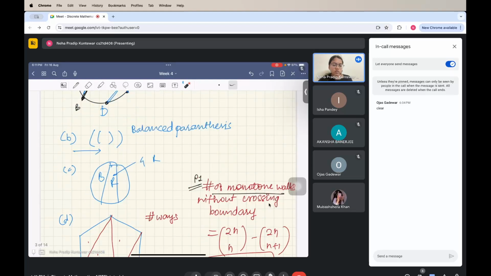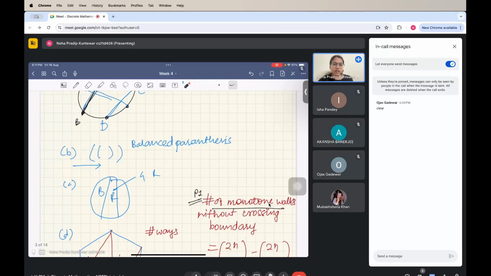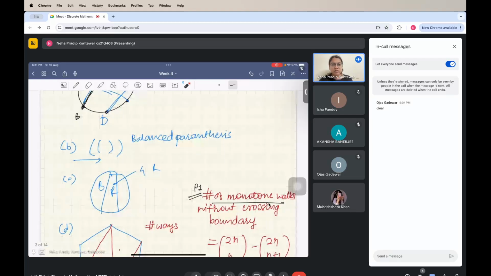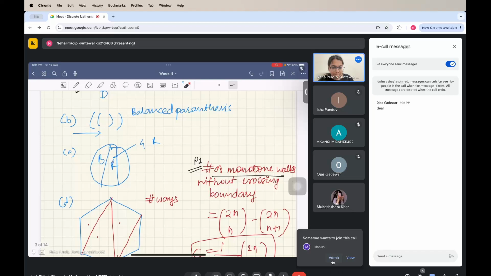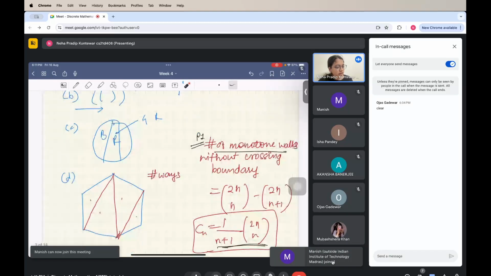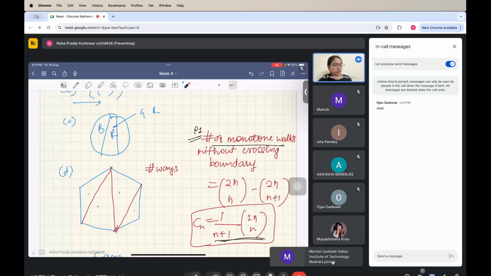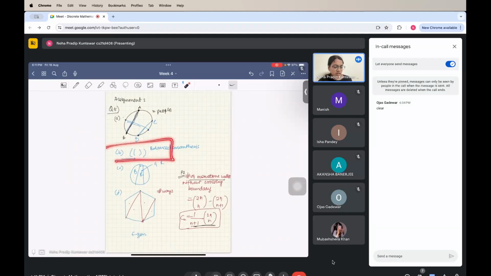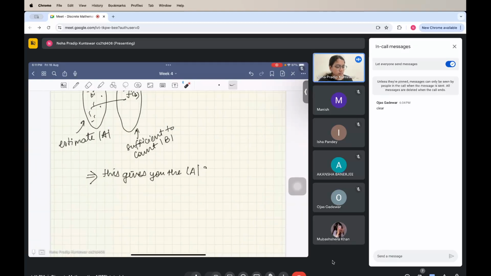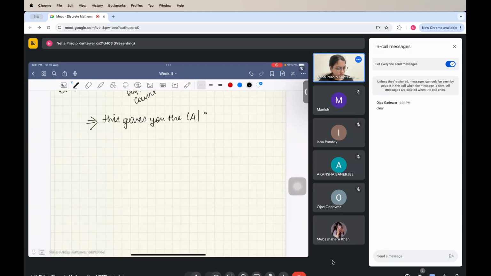One way to do that is to design an entire proof for showing this. Another way is that I already know that the count for this problem is equal to Cn. So what I'll do is, I'll simply give a bijection from this set to this set. Okay, so is the idea clear? Please let me know if there are any questions.